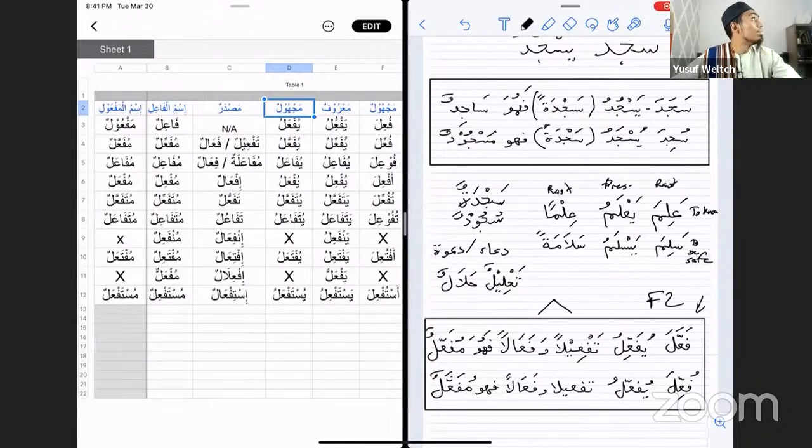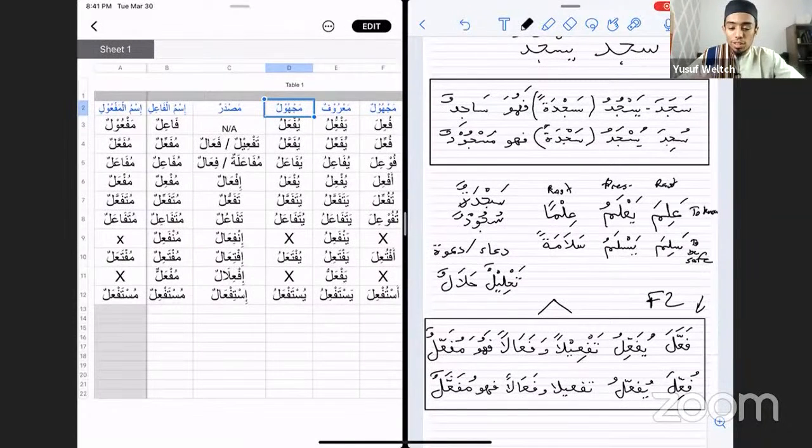Ulima, yu'lamu, ilman fahuwa ma'lumun. Good. Okay, so that's form 1.